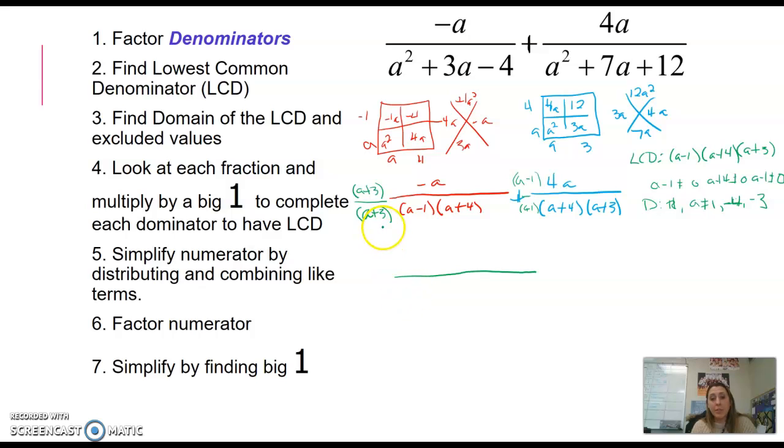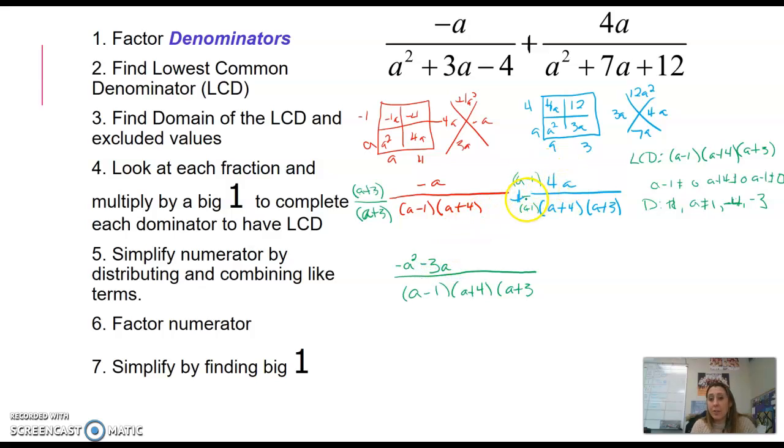So I'm just going to write it in the same order as I wrote it right here. So I have a minus 1 times a plus 4 times a plus 3. So I wrote it in the same exact order. Now I've got to distribute this negative a. So negative a times a is negative a squared. Negative a times a positive 3 is minus 3a.